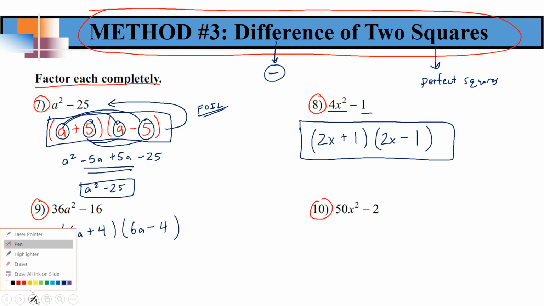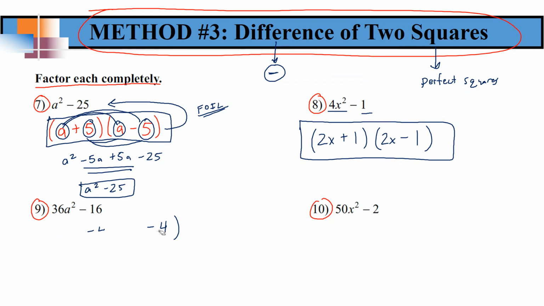And here's why. You'll notice that back when we began factoring, the very first method we looked at was greatest common factor. You should always check to see if there's a greatest common factor. And if there is, factor that out first. So as I look at 36 and 16, I notice that I can divide both of those by 4. So let's do that. Let's divide by 4, leaving us with 9a squared minus 4.